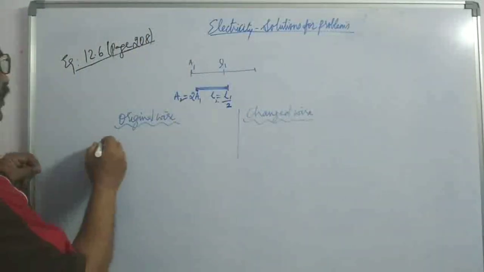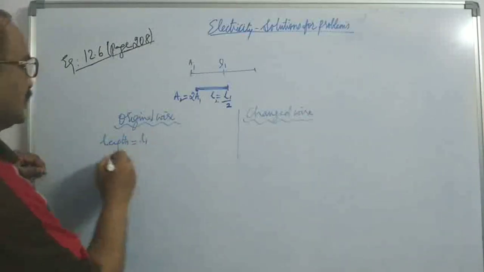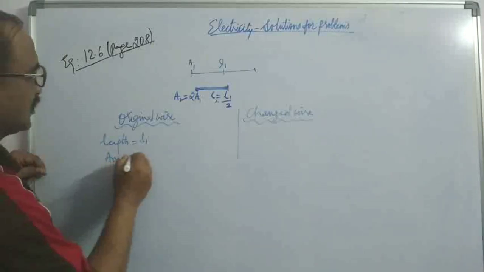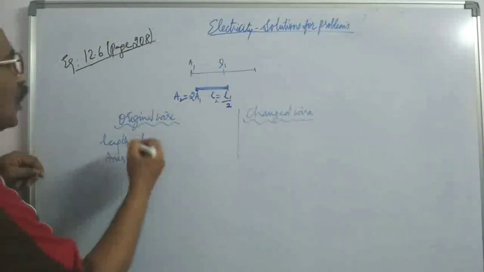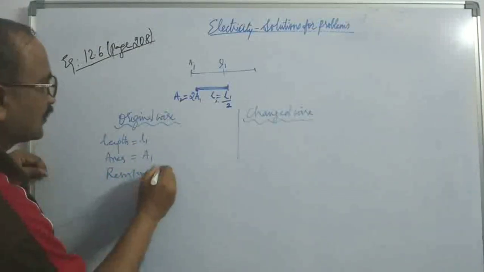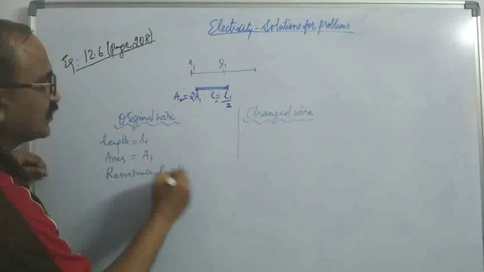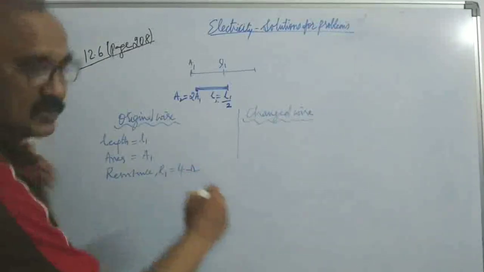Okay, now what is the length of the wire? That is L1. What is the area of the cross section? That is A1. Now what is the resistivity? What is the resistance? That's R1. There is nothing to calculate, it's already given. So that is 4 ohm.